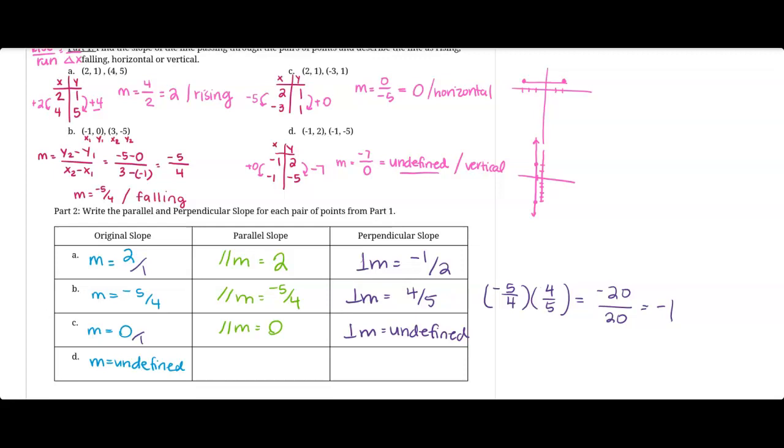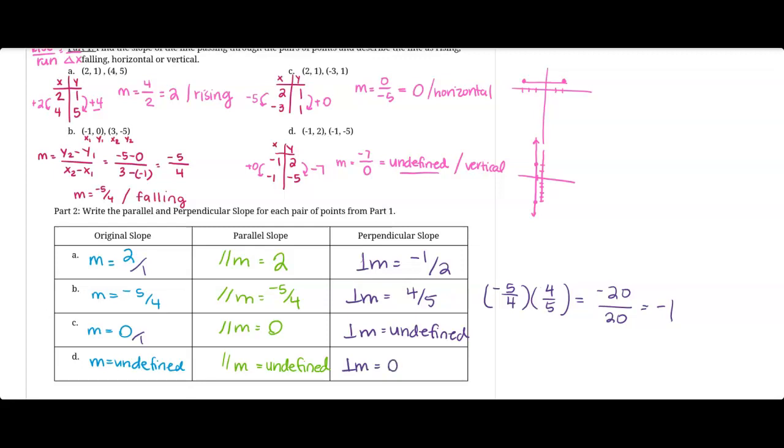And lastly, for D, our parallel slope will be the same, so it'll also be undefined. Kind of looks like an 11 instead of my parallel. And my perpendicular slope, well, if undefined is perpendicular to 0, then perpendicular to undefined would be 0.